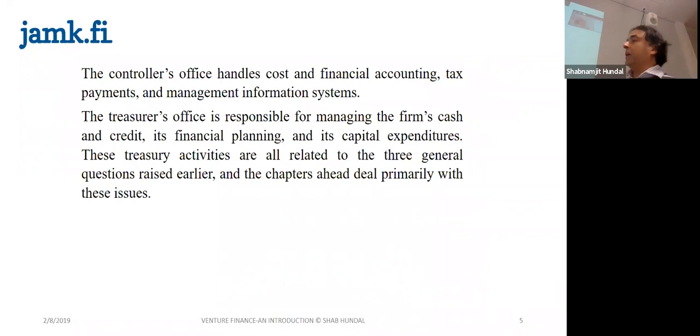Treasurer is more about cash, credit, and maintaining the cash cycle. I told you before that if your supplier is too pushy and only giving you 2 months credit, but you are giving 6 months credit to your customer, you are in trouble. All right. So it is the job of the treasurer to make sure that cash inflow and cash outflow at any point is not disrupted.